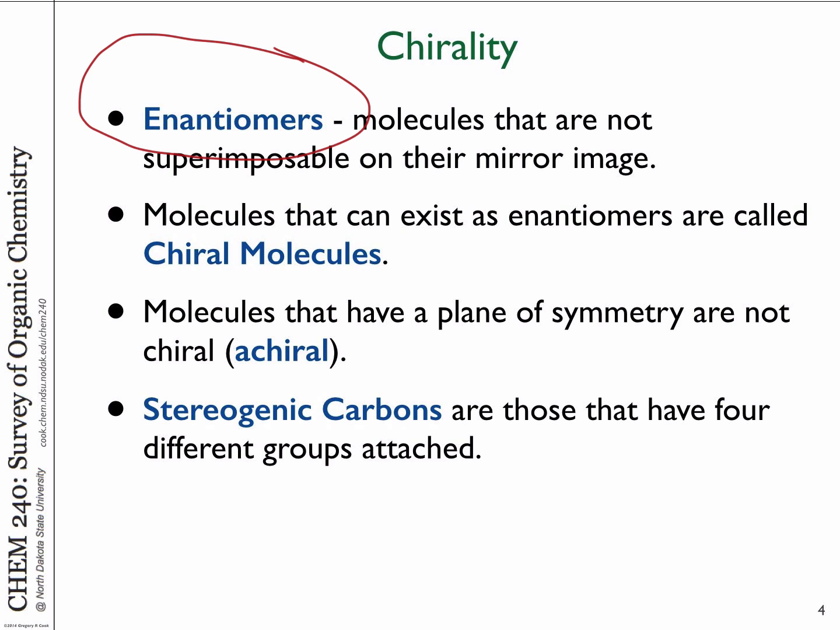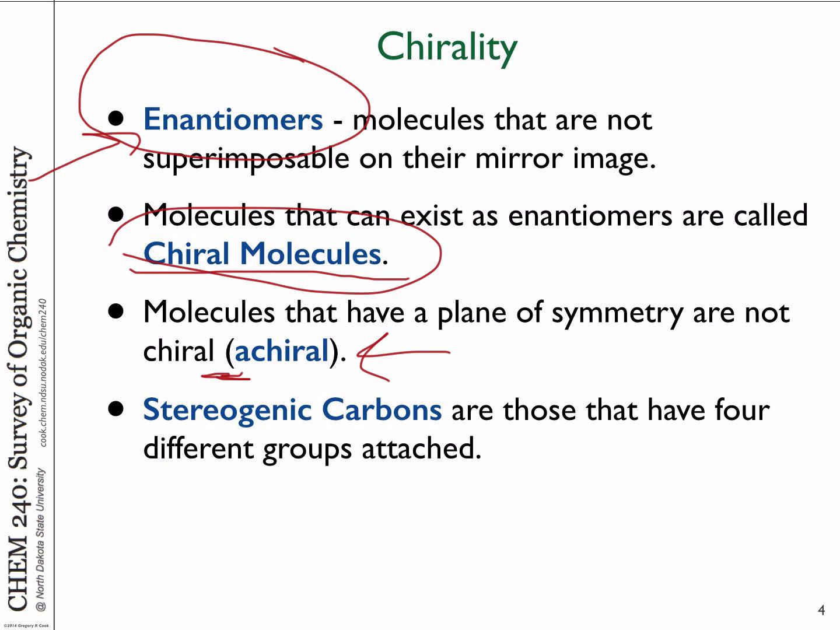Okay? And molecules that have enantiomers, that have the possibility of enantiomers, are referred to as chiral molecules. If there's some symmetry in the molecule, sometimes we talk about that as being an achiral molecule. So there's no chirality.